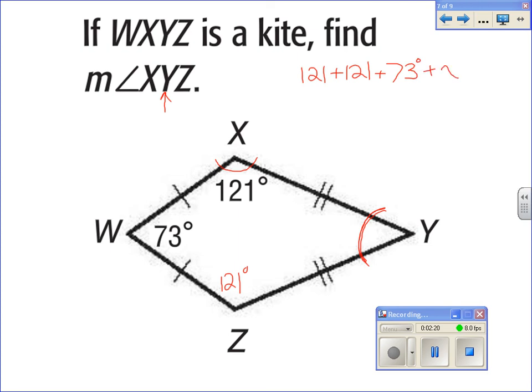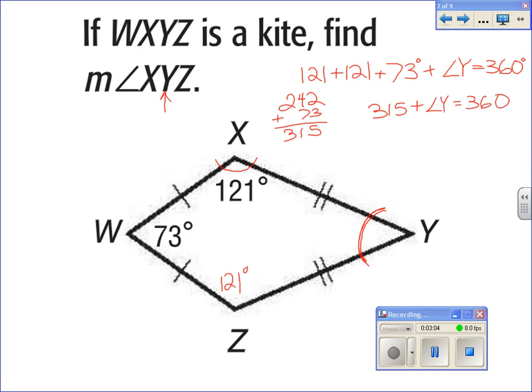plus some other angle. Well, let's call that angle Y. So whatever angle Y is, adds up to 360 degrees. 121 and 121 is 242. 242 plus 73 is 315 degrees. So 315 plus whatever angle Y is should give me 360.